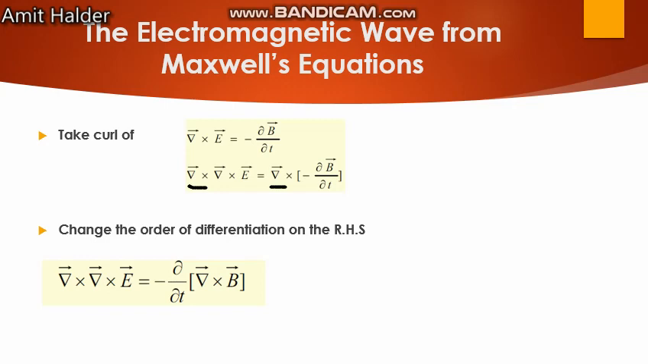Then change the order of differentiation on the right hand side. You can get this. That means the curl will go through to the B and d/dt will be outside.